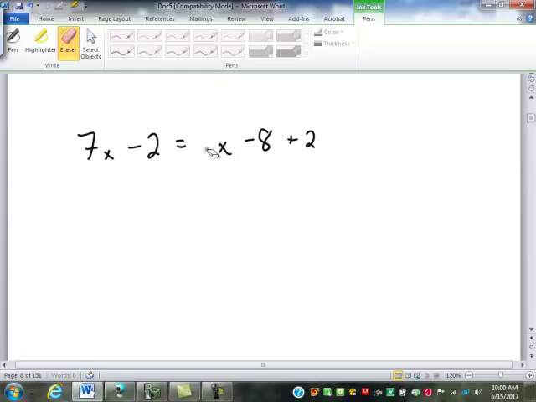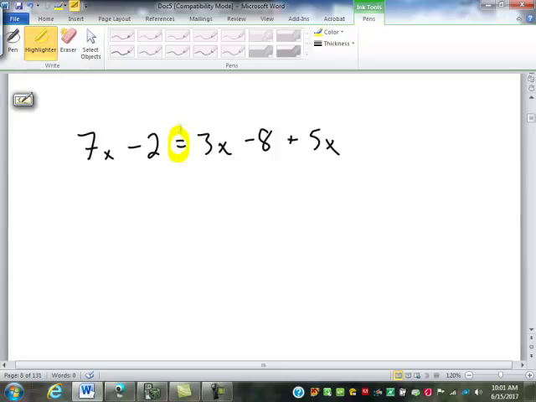Oops. Let me try that again. So here I have 7x minus 2 equals 3x minus 8 plus 5x. Now here, we go to solve. I'm going to walk us through the steps here.